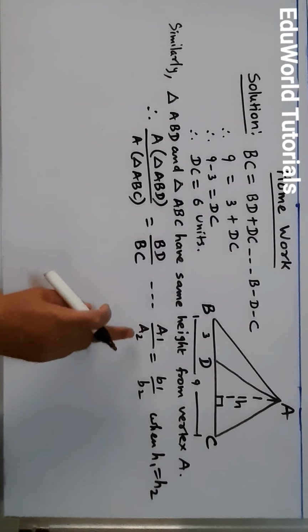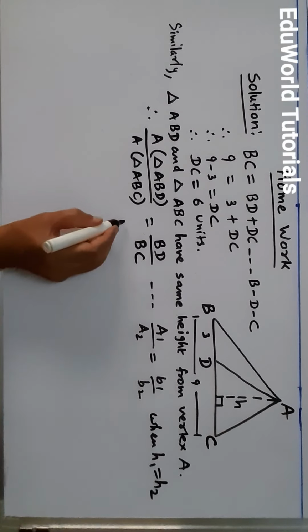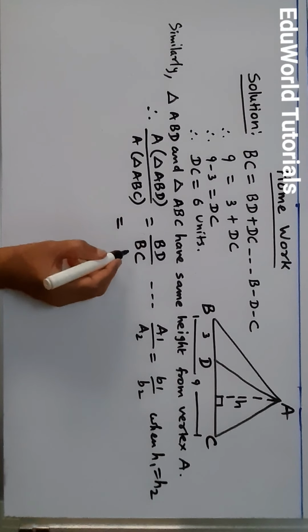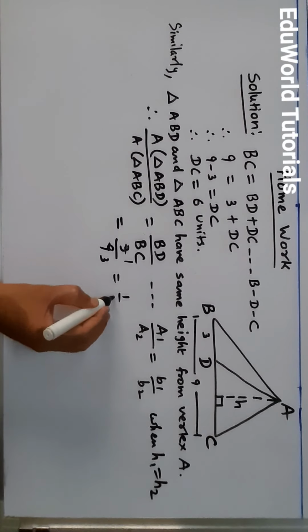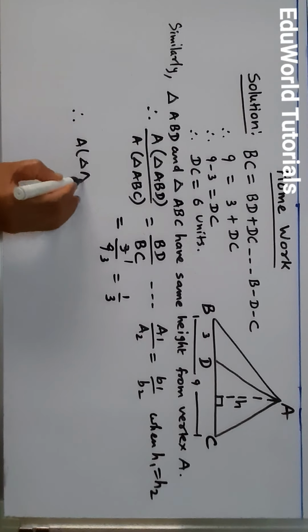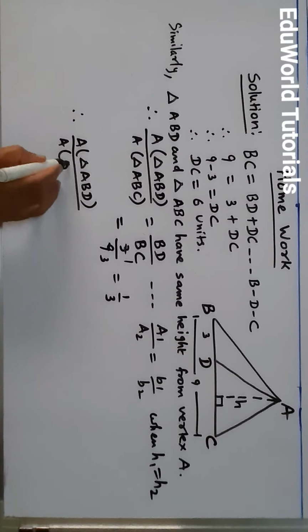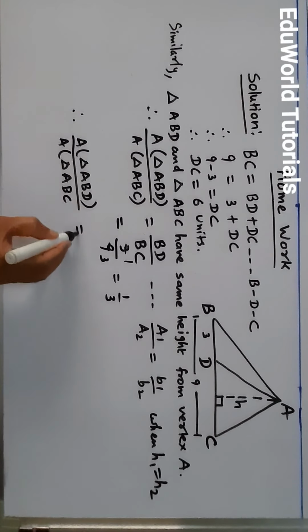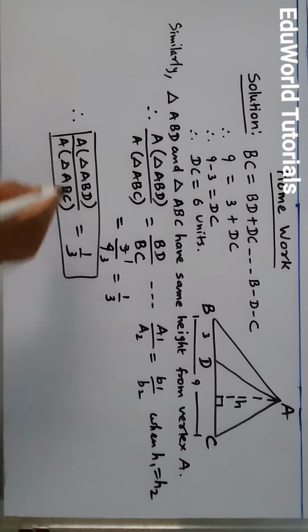Reason same: A1 upon A2 is equal to B1 upon B2 and H1 is equal to H2. Now put the values. BD is 3 units and BC is entirely 9 units. So 3 by 9, when we cancel we get 1 upon 3. So the ratio is 1:3. So the second answer: area of triangle ABD upon area of triangle ABC is equal to 1/3. This is answer number 2.